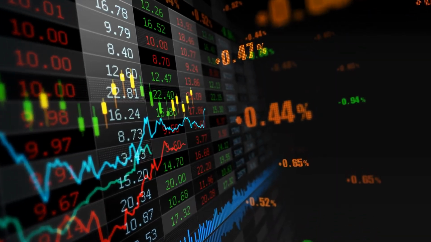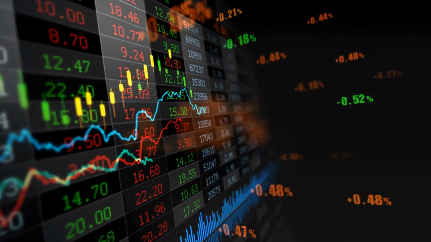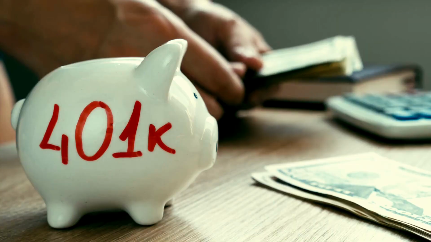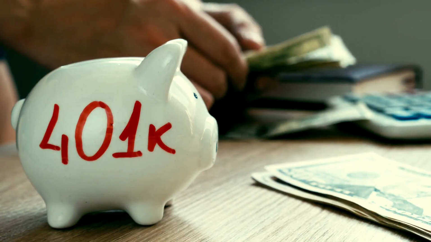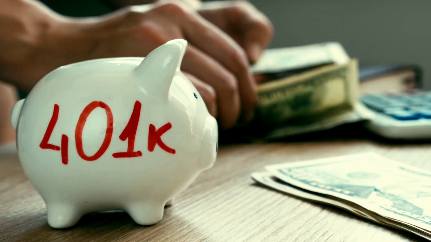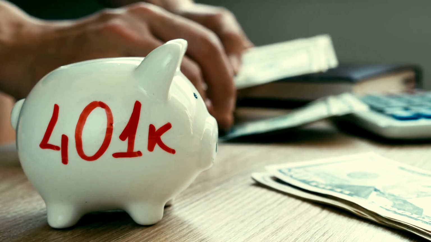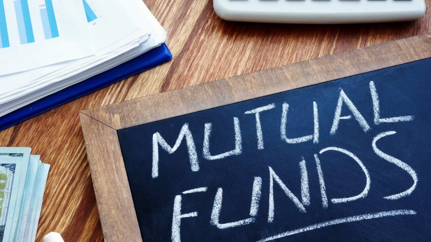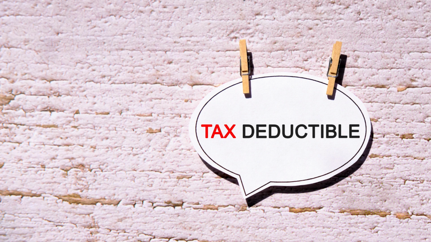There are 3 main types of investment accounts that you can use to start investing in stocks. The first type is a retirement plan at work, such as a 401k, which is a great way to invest for your future. You can choose from a variety of stock and bond mutual funds and target date funds, and your contributions are tax deductible.